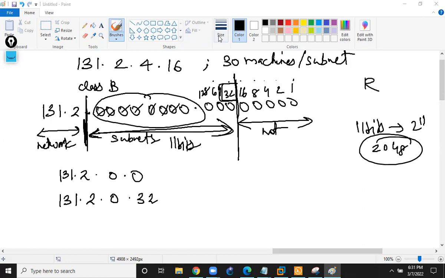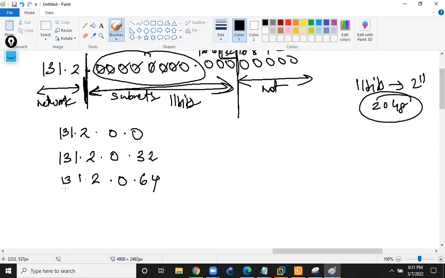131.2.0.32. Exactly. Very good. Okay. Between 32 and 16, 11 bits, middle one. Okay. Yes. Now, what about the next one? 131.2.0.64. Very good. Okay. And what about the fourth one? 131.2.0.96. It keeps on going like that.